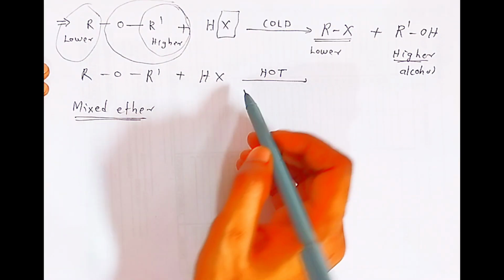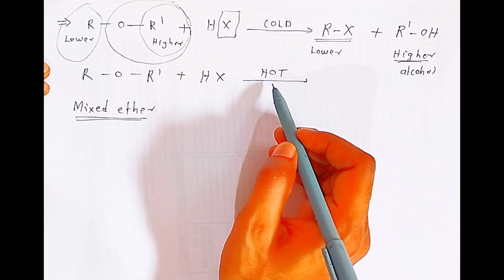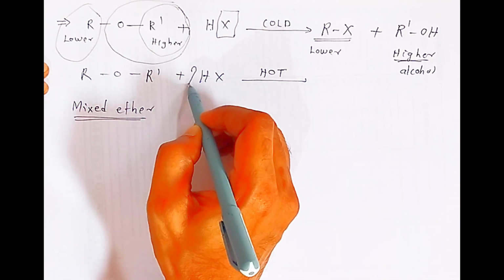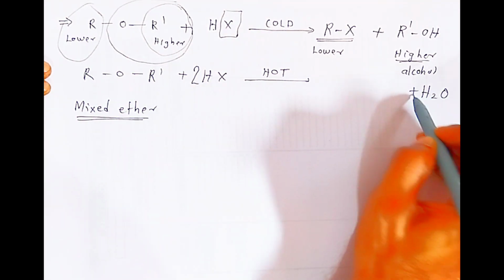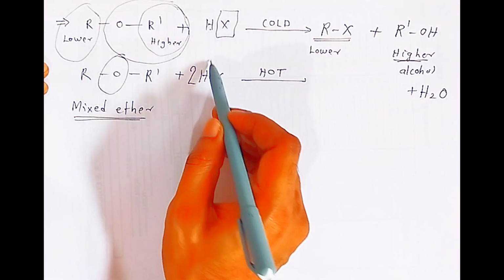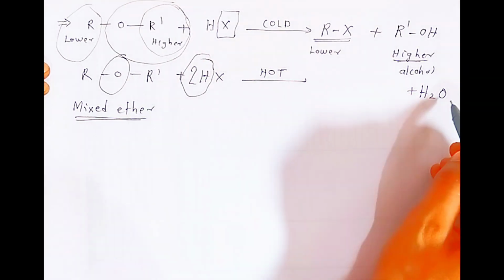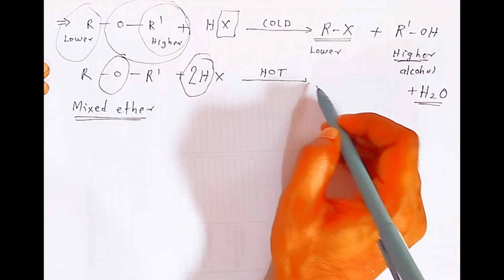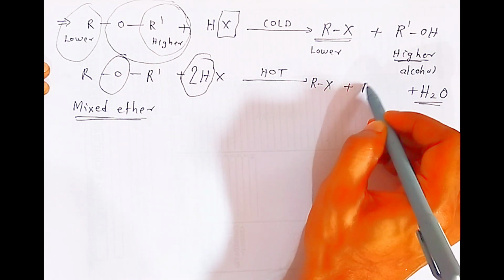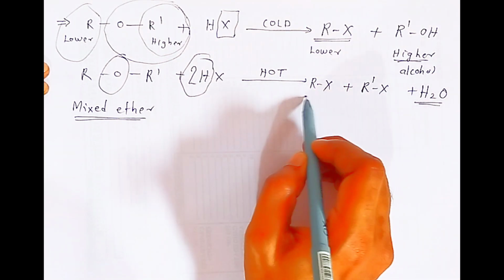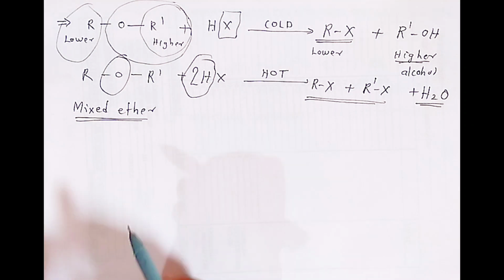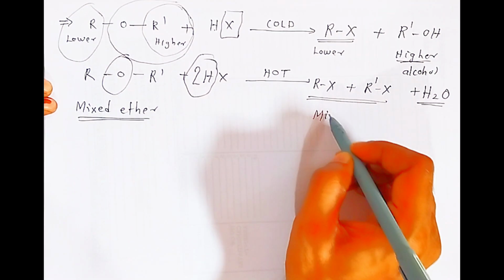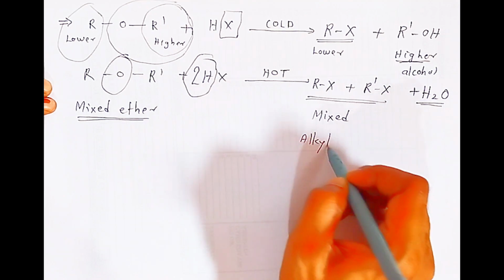Understanding, students? In the same way, what happens when you are using the hot state? There is an elimination of water molecules. So this oxygen will go with these 2 hydrogen atoms and form a water molecule. And you are getting 2 mixed types of alkyl halide, RX and R'X. So you are getting mixed alkyl halide. This is very important, students. This way it will react and form the mixed alkyl halide.